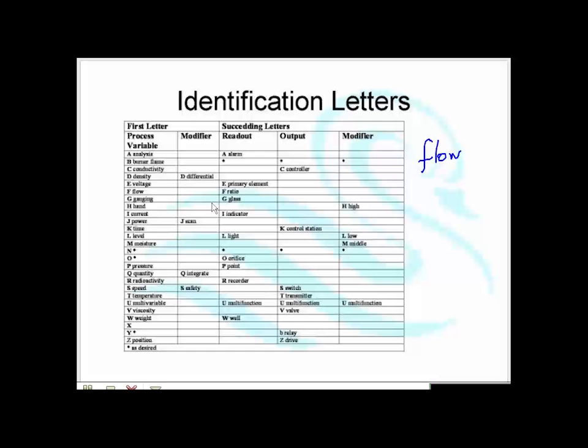So, for instance, if you had a flow valve, from the first column we look up flow, which is F, and from the succeeding columns we find valve, and we find valve over here, and that gives us an FV. So FV is flow valve.